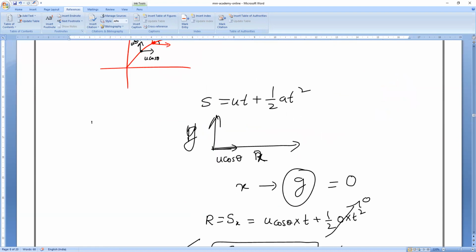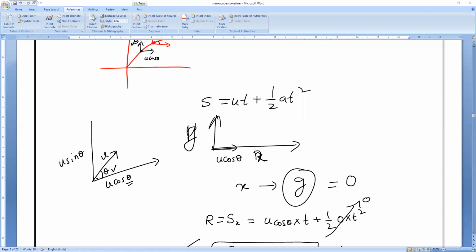Always remember, if a body is projected with some angle of projection theta and initial velocity u, then on the x-axis it becomes u cos theta, and on the y-axis u sin theta. That is what you have to remember. This is how we modify the normal equations of uniform acceleration for projectile motion in two dimensions. That is why it is called two-dimensional motion.